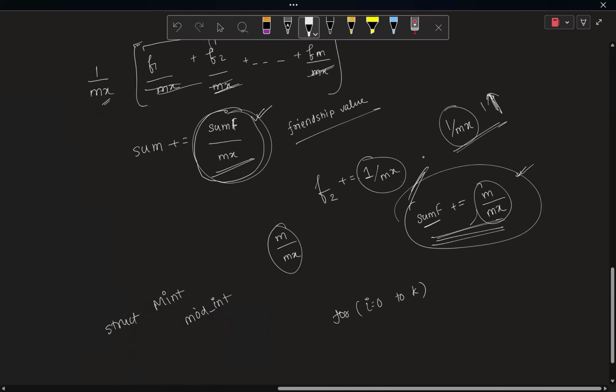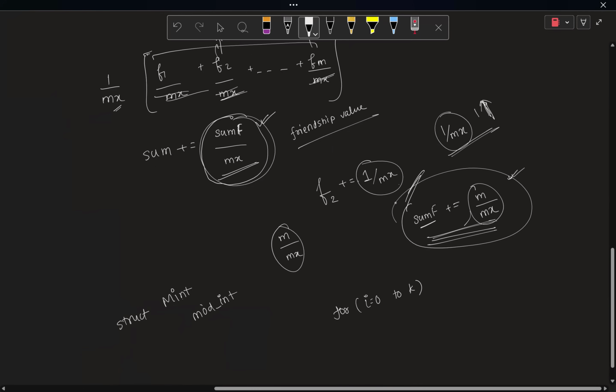Okay, so does anybody have any doubt, or should we move on to the code part? Yeah, I would like to look at the mint part.